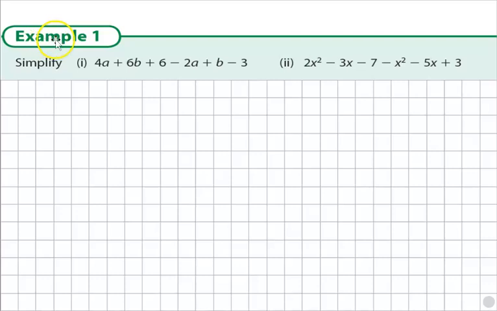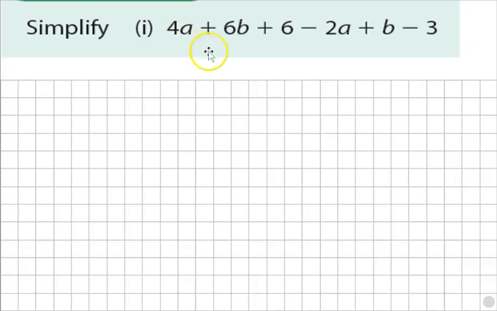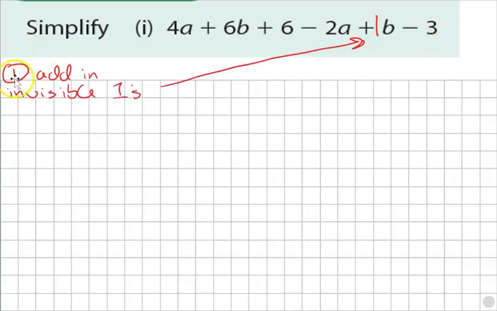Example 1. Simplify 4a plus 6b plus 6 minus 2a plus b minus 3. Step 1, we're going to add in our invisible ones. So plus b is really plus 1b. So we add in any invisible ones.